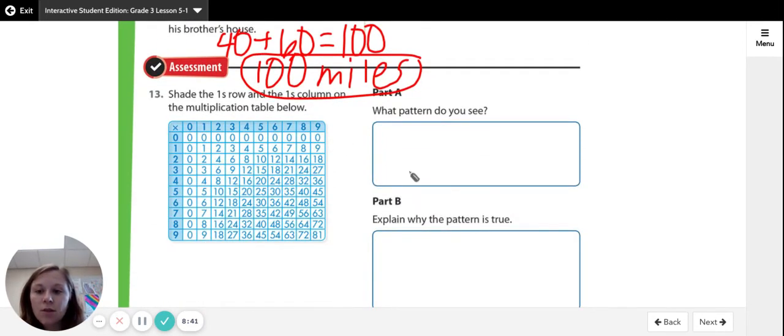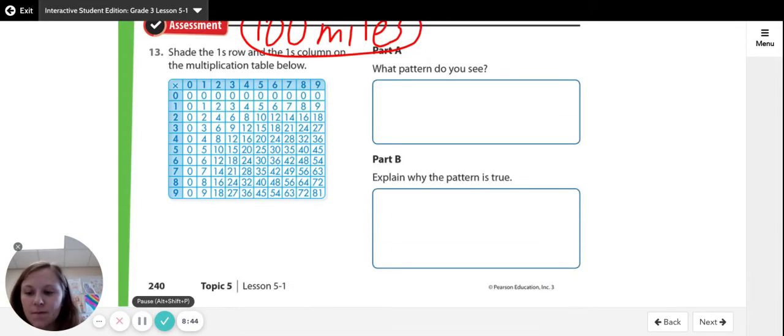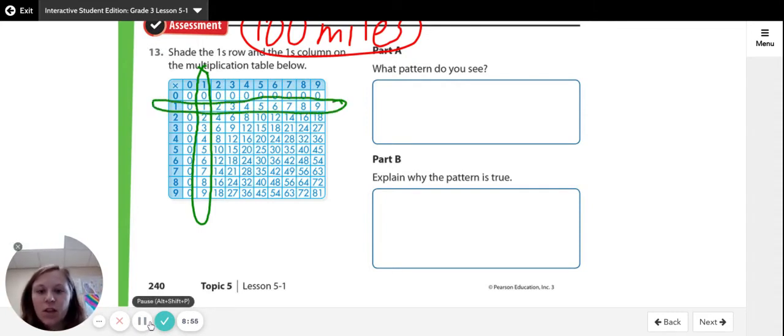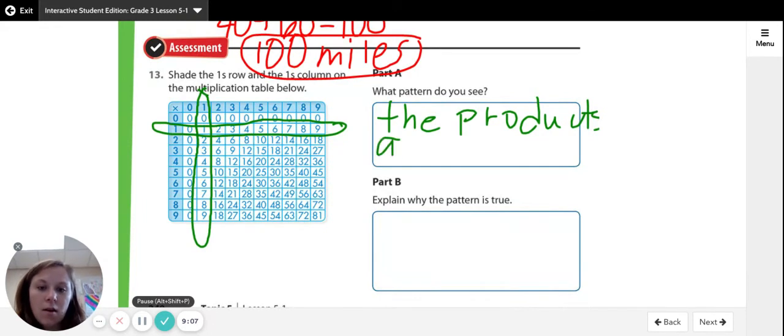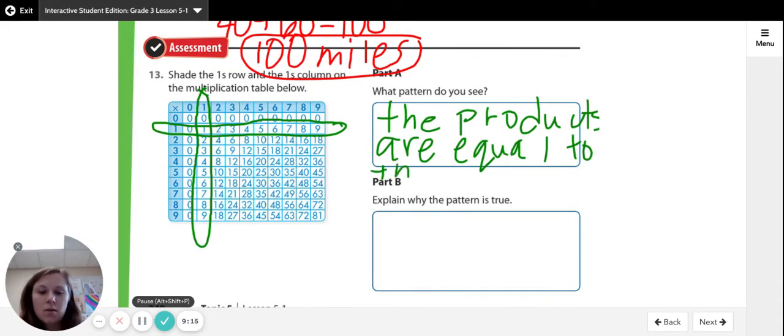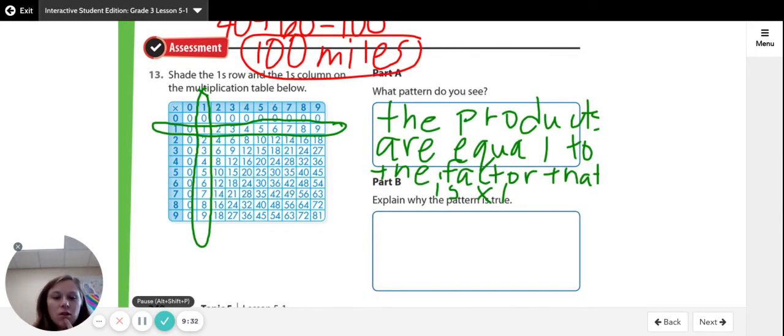Shade the ones rows and the ones columns on the multiplication table. So we want to shade the ones columns here, and the one row here. We want to think about what pattern we see. We know that anything times 1 is just itself. So the products are equal to the factor, or the number we're multiplying, the number that is multiplied by 1. And I'll just say times 1 because I'm running out of room. So the products are equal to the factor that we're multiplying by 1. So 2 times 1 is 2, 3 times 1 is 3, and so on.